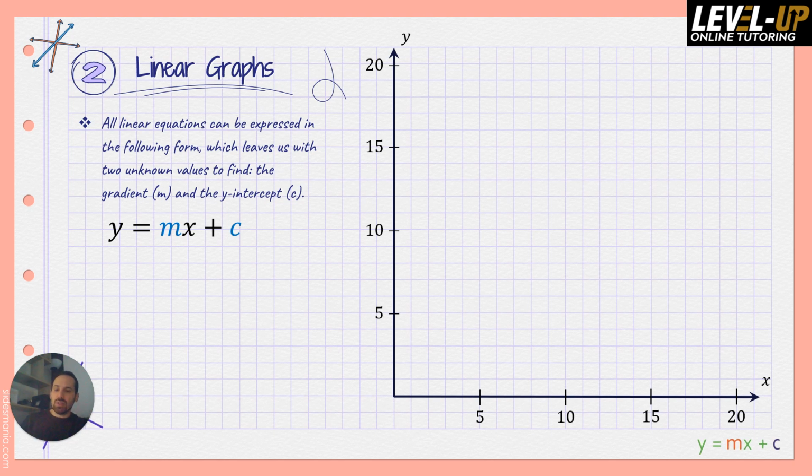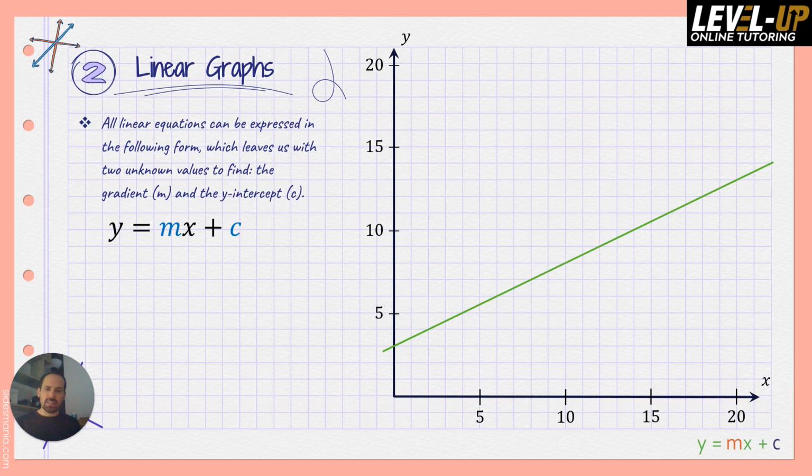m is essentially the gradient, which defines how steep the graph is. It's basically saying for every one we go across, how much are we going up or down in the y direction? And then c is essentially shifting the whole graph up or down, and it determines where the graph intercepts the y-axis. And we'll see why that is in a second.